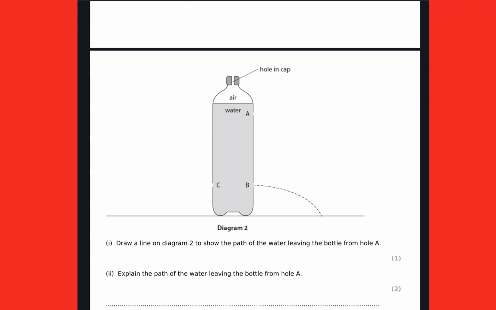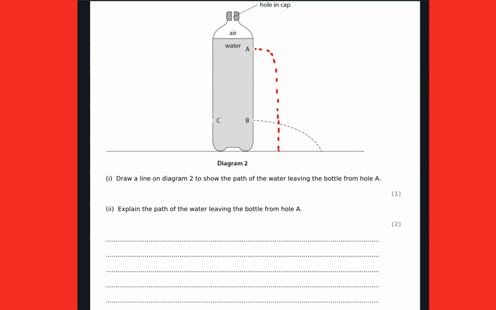Now what you need to remember there is that at A pressure is least, so water will travel a least distance. Because the pressure at that given point is less, pressure in liquids depends on the depth. C is at the same level, so explain the path of water leaving the bottle from hole A.